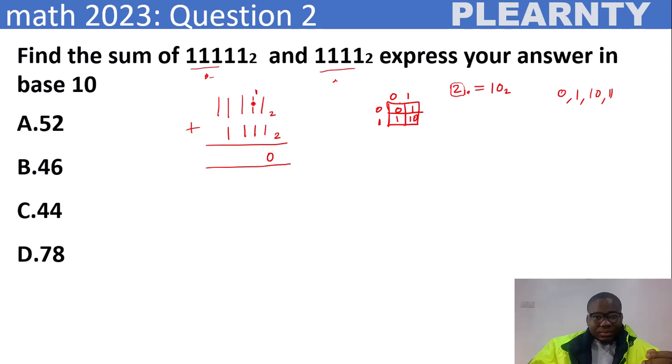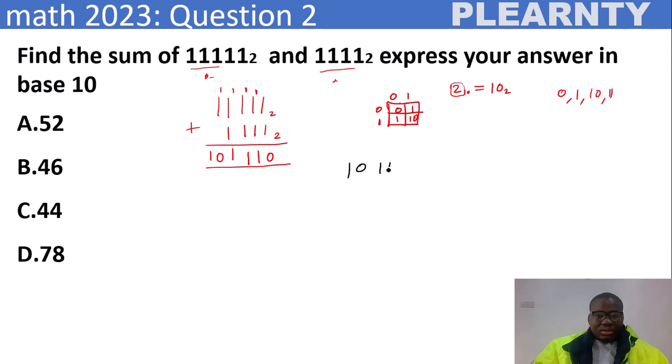So 1 plus 1 is 10. Then plus 1 again is 11, because 1 plus 1 is 2, equivalent to 10, and you add another 1 to it to get 11. So you are going to write 1 and take the other one here. So 1 plus 1 is 10, plus 1 is 11. Then you put the extra 1 here. So 1 plus 1, 10, plus this is 11. So you take the 1 here and put the extra 1 here. Then 1 plus 1, you have 10. Then you put the 10 here.